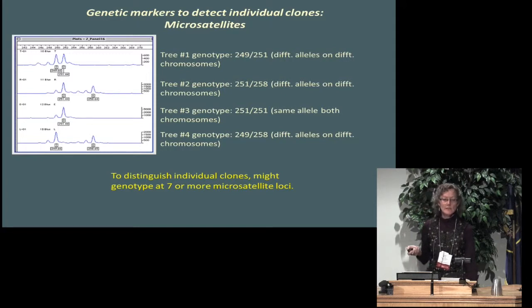They're extremely variable. We use not just one of these per tree. We might use a panel of 7 to 10 to 12 to 20 of these, depending on our question. And so you can imagine the statistical power that we've got. It's huge. We can really tell individuals apart. So that's what we do.